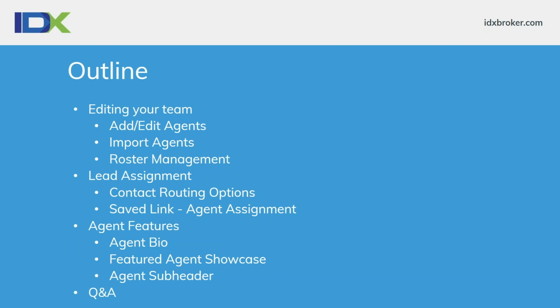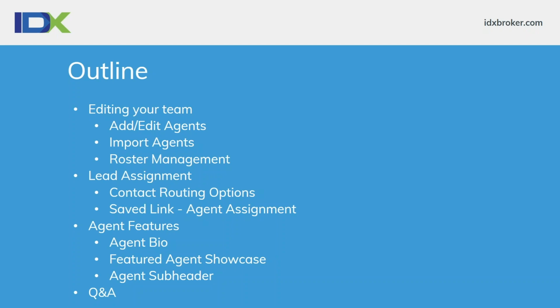And then we'll also go over how you can assign specific agents to saved links, which are our version of landing pages. So you can have a specific person tied to a link, and then any leads that come in through that would be assigned to that agent. So we'll touch on that towards the middle there.